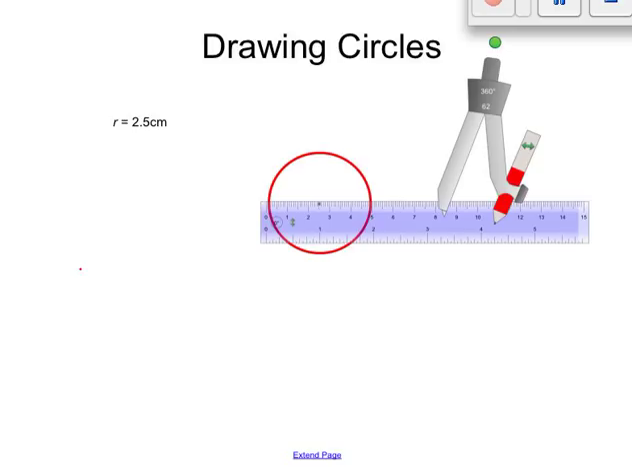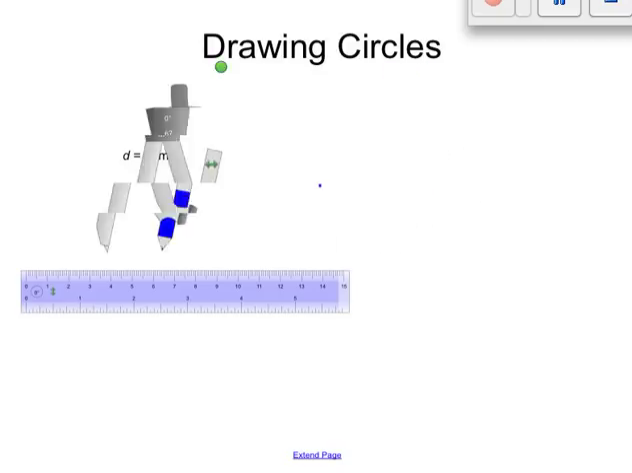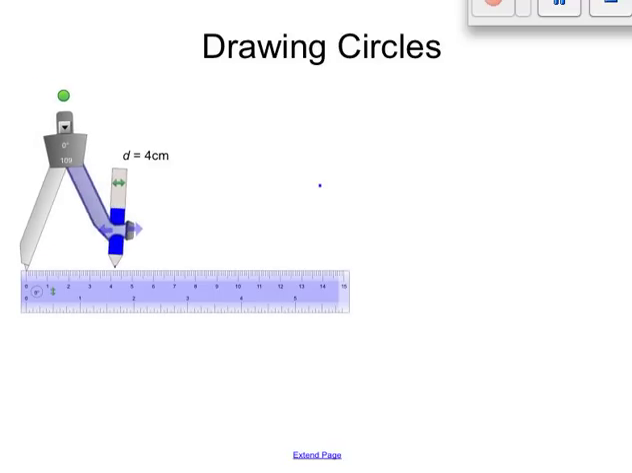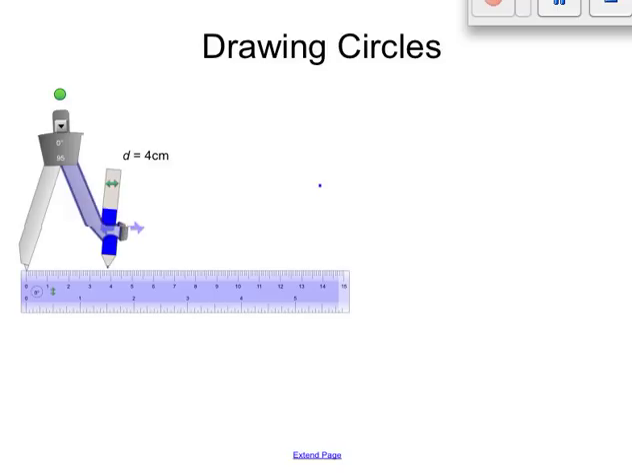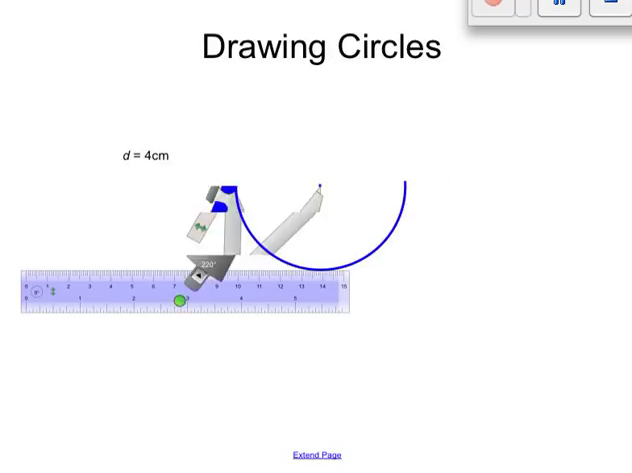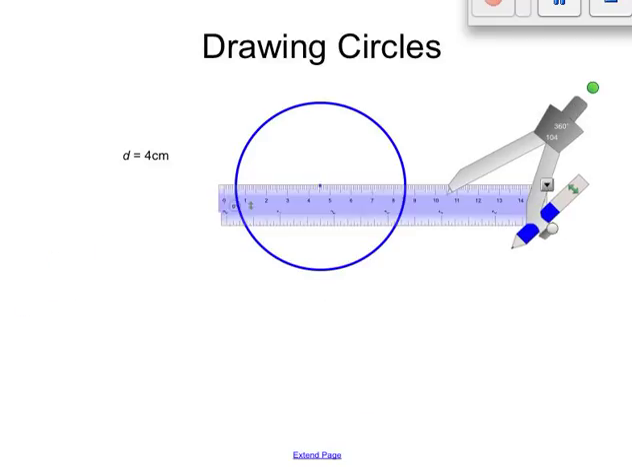Now, in the case of my diameter, I can't just bring my compass over here and go from 0 all the way across to 4, because that's going to give me a diameter of 8. That means that the whole way around it's going to be 4 across. So if I draw that, that means that my diameter is going to be much, much too big. It's 8. That's twice.